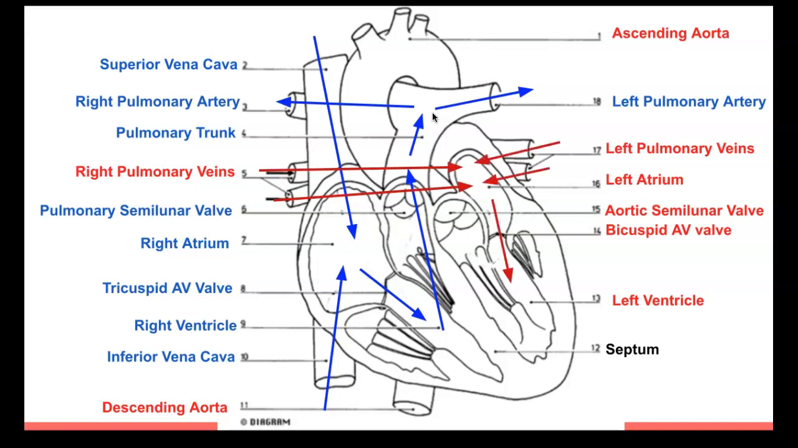The left atrium is going to squeeze, sending blood through the bicuspid AV valve. And now we're in the left ventricle. Now the left ventricle will squeeze, sending blood through the aortic semilunar valve and then up through the ascending aorta into our neck and arms and down the descending aorta, which goes into our stomach and our liver and all of our different organs, our intestines, and eventually into our legs. So that is how the blood flows through the heart.